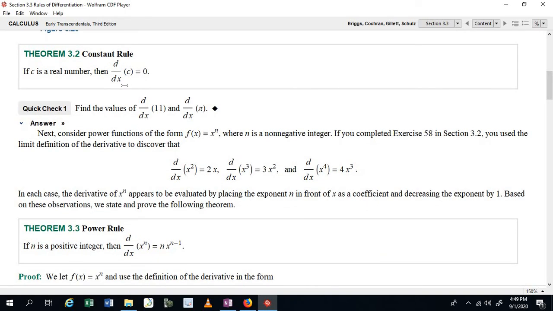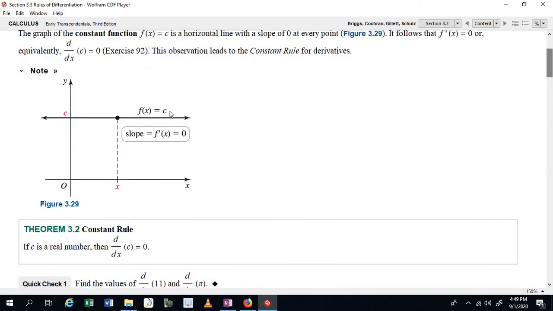tells us what the derivative of a constant is. So if c is a real number, then the derivative of c is equal to 0. Now, if you think about this, this makes perfect sense. Suppose you have this constant function, f of x is equal to c. If you were to graph a constant function, of course, it's a horizontal line. And if you were to find the derivative of this function at any point x, you would find that the derivative is 0. And the reason is because the derivative is the slope of the tangent line at this point x. But the slope of the tangent line is also this horizontal line, and the slope of a horizontal line is 0.